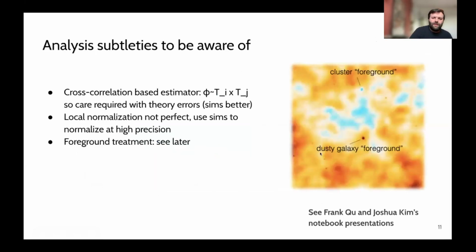Now, there are some subtleties to be aware of when you're using our ACT lensing map for cross correlations and more generally. The first one is that the local normalization of this lensing map is not absolutely perfect. It relies on theory. If you care about high precision normalizations, you should use simulations. This will be discussed later by Joshua Kim. Another subtlety is that we're using a cross correlation based estimator, so you need to be a little careful when you're using theory errors. Sims are a little bit more reliable to get error bars. There are also some subtleties to do with foreground treatment, but Matt will discuss these shortly.